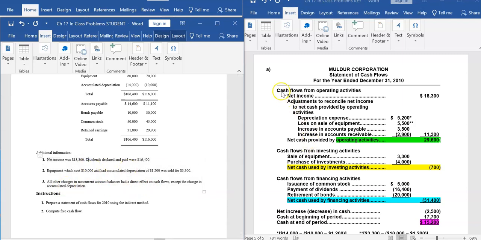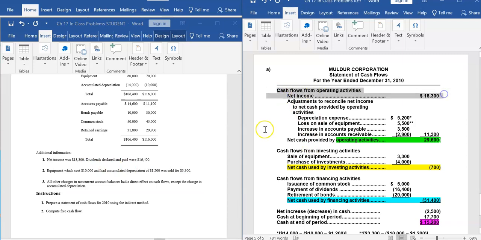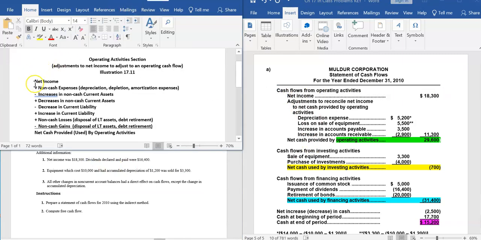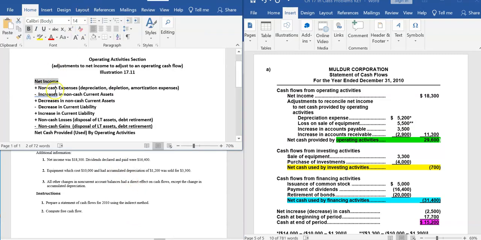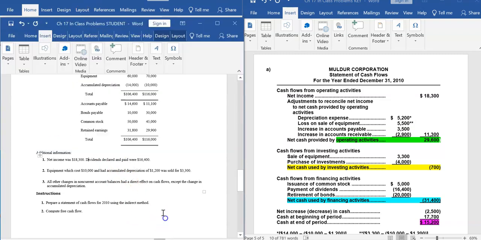All right, first section we're going to work with, that is the cash flows from operating activities. We always start with net income. Net income given in the problem was $18,300. We are now going to start making adjustments to get that net income back to a cash flow amount. First thing we need are the non-cash expenses.